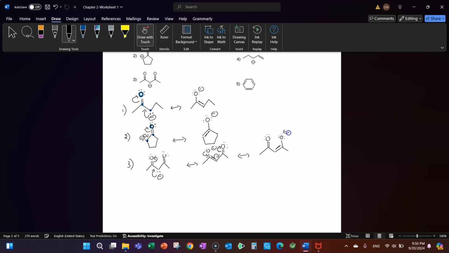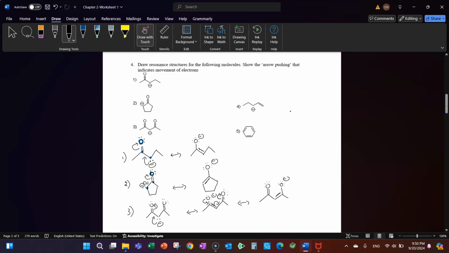Okay, and the negative charge. So that is the 3 different structures for the third molecule. Now for the fourth one, we'll just go ahead and draw this here. Now you understand that here would be a pair of electrons, right?